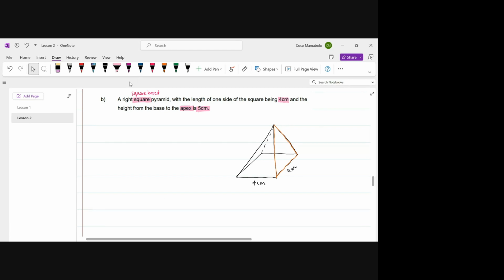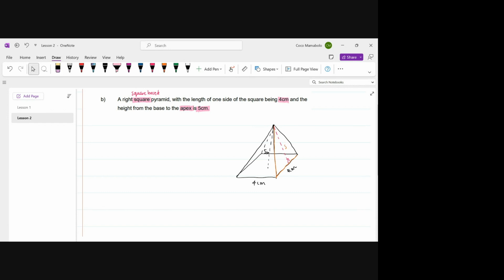All right, lovely. What we've also been told is that the height from the apex coming down, the height there is 5 centimeters, right? And now I know that if I want to calculate the area of my triangles, I'm going to need my slant height. I'm just going to name it S so that we don't confuse it for H. I'm going to need my slant height.